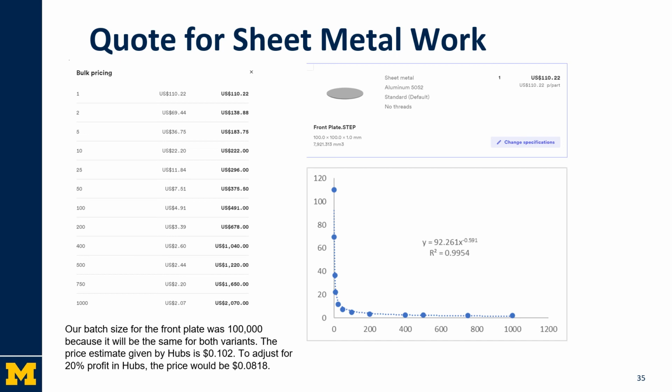Using a quote on Hubs for our front plate, we were able to get a price of just over 10 cents. We use a quantity of 100,000 units because it will be used on both of our variants. And then to adjust for the 20% profit in Hubs, the updated price would be just over 8 cents.